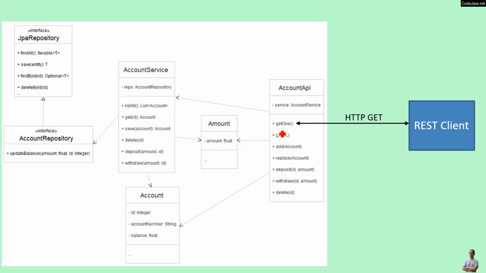So in Java code, we need to implement the second handler method in the account API class, the getOne method. It invokes the get method of the account service class to retrieve information of an account by ID, and the REST client calls this API via the standard HTTP GET method, as you can see.